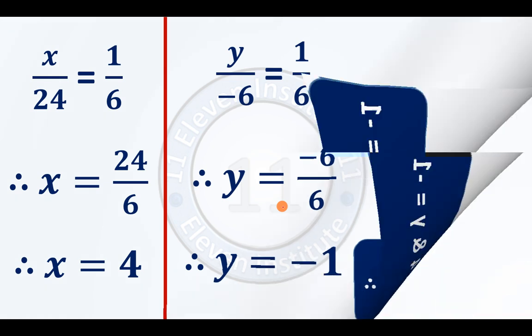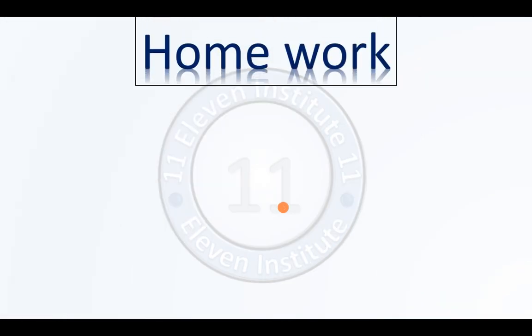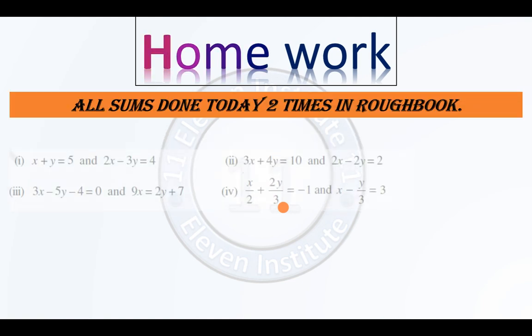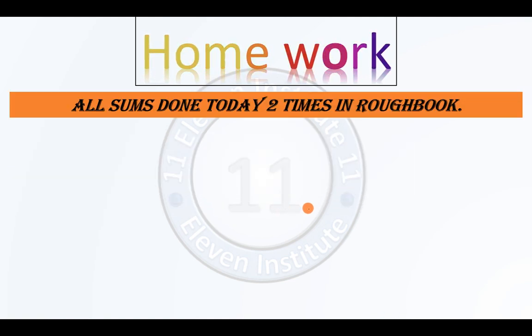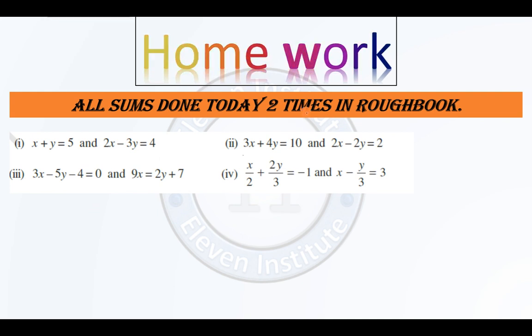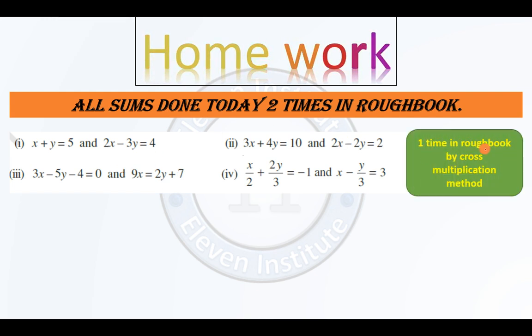Alright, so now we have homework. All the sums that we have done today 2 times in rough book. Right, 2 times in rough book. We have done 4 sums today. 2 of them didn't have any solution, 2 had solution, but you have to do all of them 2 times in rough book. Apart from that, there is some extra work. These 4 sums previously you have done by elimination method. I request you to please write them, and you have to do 1 time in rough book by cross multiplication method. Please make it very clear.